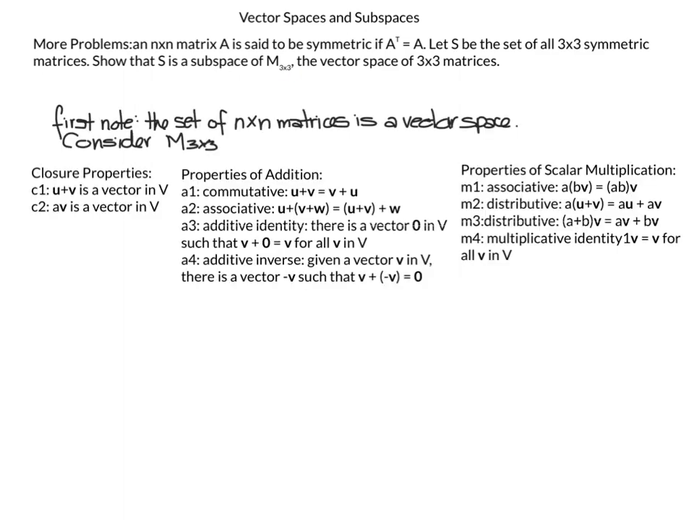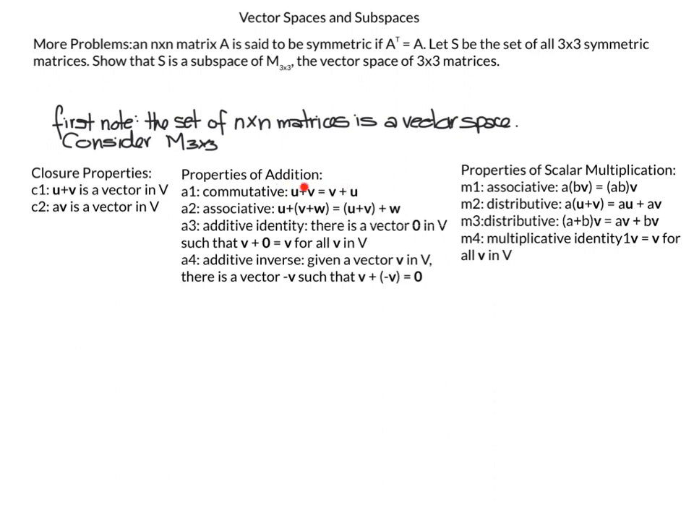And the first thing I want to note is that the set of all n by n matrices is a vector space. And we'll consider 3 by 3 matrices and kind of hand wave our way through this just because I think this is worth mentioning. You should know that the set of matrices is a vector space. So one, if you add a 3 by 3 matrix to another 3 by 3 matrix, you're still going to get a 3 by 3 matrix. So it's closed under addition. If you multiply a 3 by 3 matrix by a scalar, you're still going to have a 3 by 3 matrix. So it's closed under scalar multiplication.